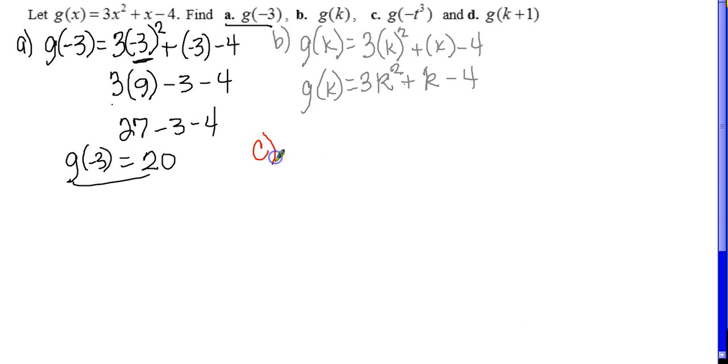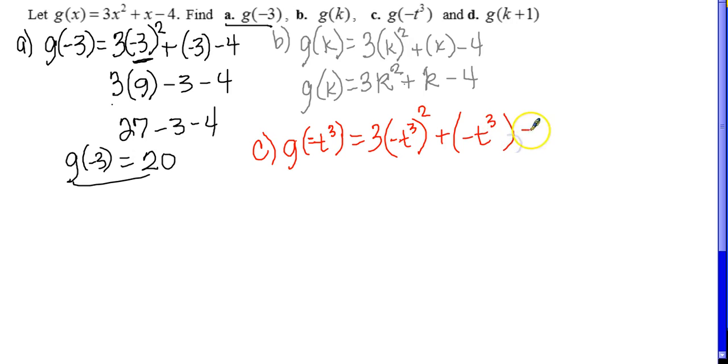All right, I'm going to do c. C is probably the one that if you're going to get it wrong, it's going to be this one. So be on guard. We're going to drop in a -t cubed for x. So here we go. 3 times -t cubed squared plus a -t cubed minus 4. Okay, so order of operations states that we have multiplication, powers, addition, subtraction. We have to do the power first.